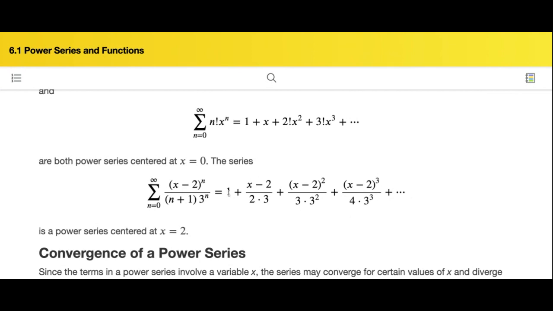So we see (x minus 2)^0 for the first term, then (x minus 2)^1, (x minus 2)^2, (x minus 2)^3, and so on. And the other numbers are just Cn, or C0, C1, C2, C3. So this is a power series centered at 2.